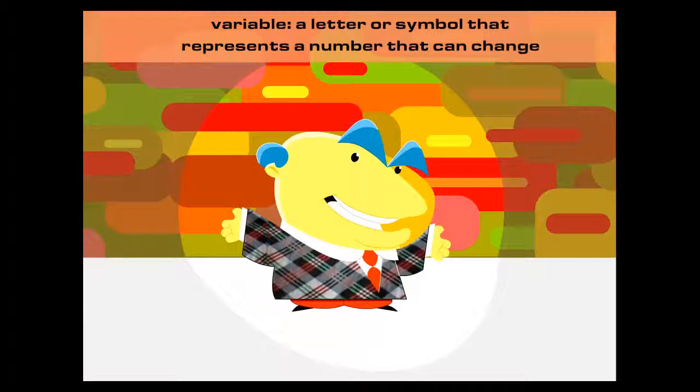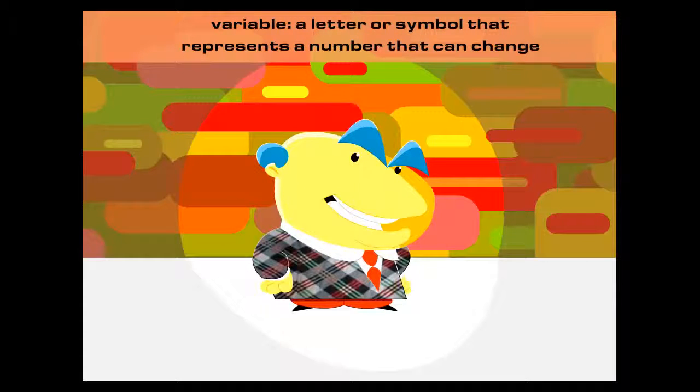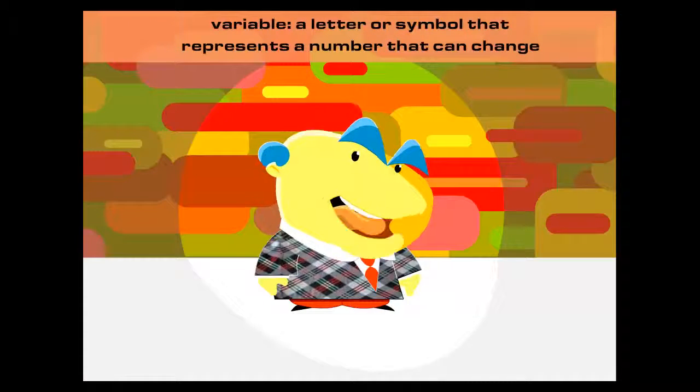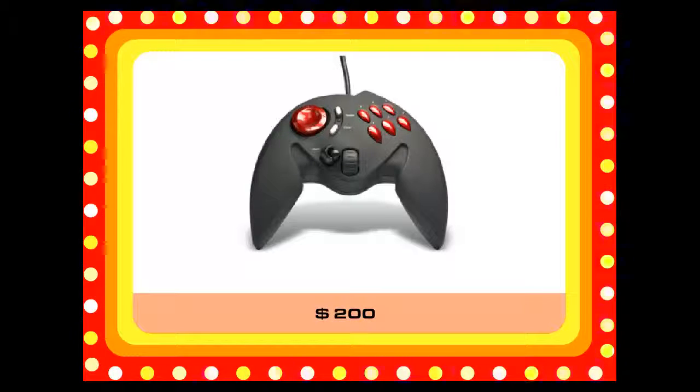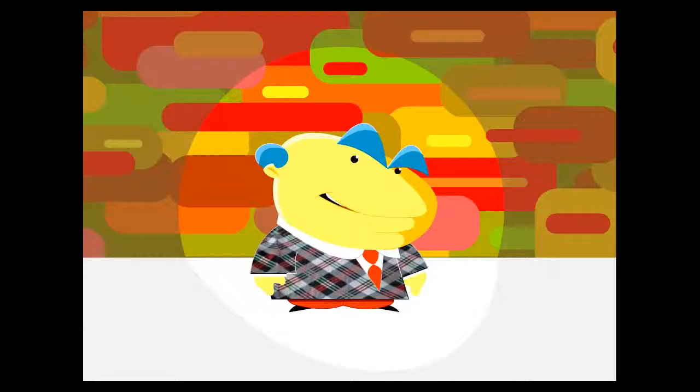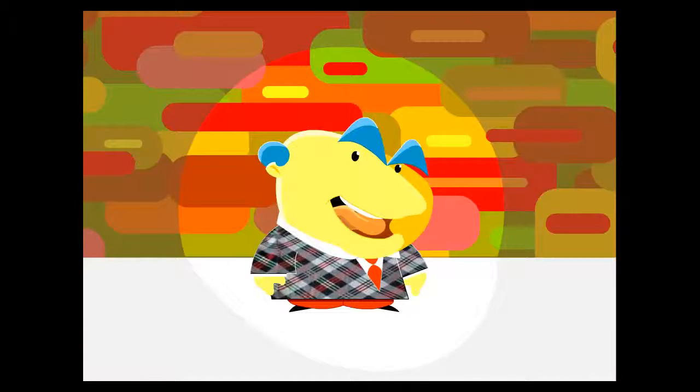Remember, in math terms, a variable is a letter or symbol that represents a number that can change. If I'm saving X amount of money each month towards a $200 gaming system, I can figure out how many months it will take before I have enough money saved. And he can figure out how many months it will take if he changes the amount of money he's saving.